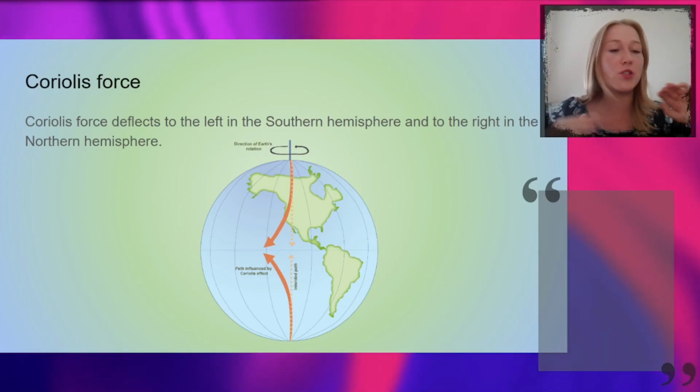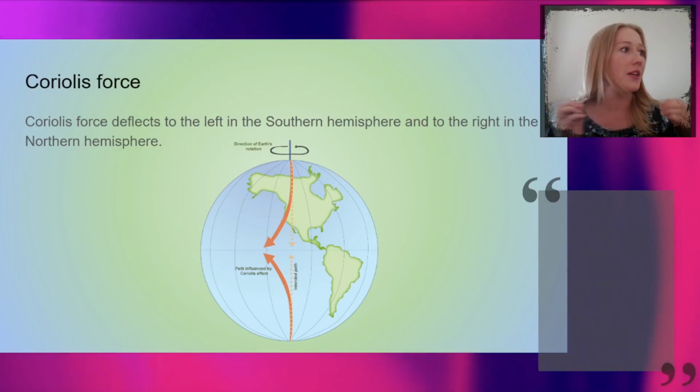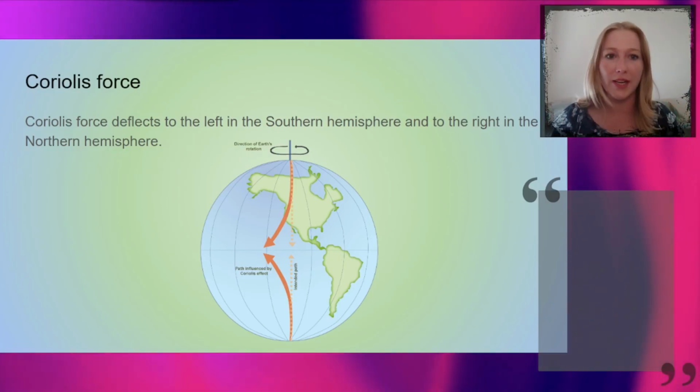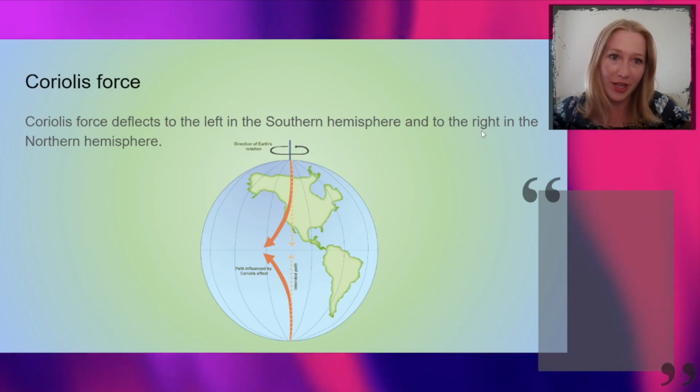So if the wind is trying to blow from one point to another in the southern hemisphere, it will try to push it to the left. And it will always push towards the right in the northern hemisphere.